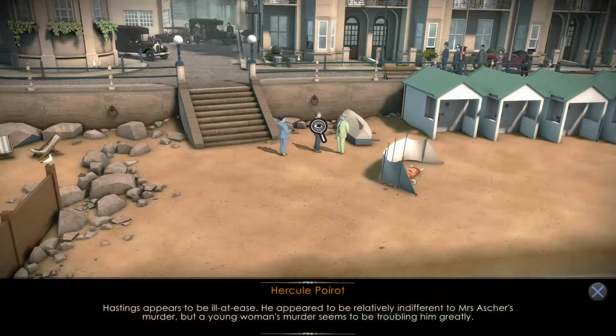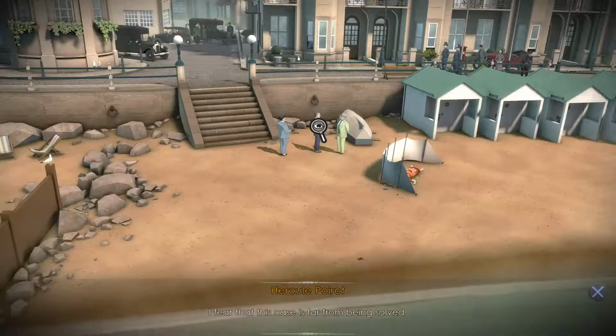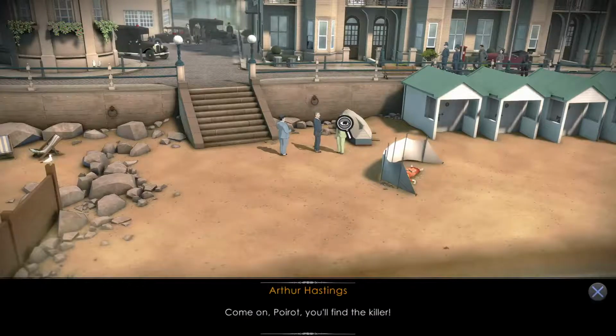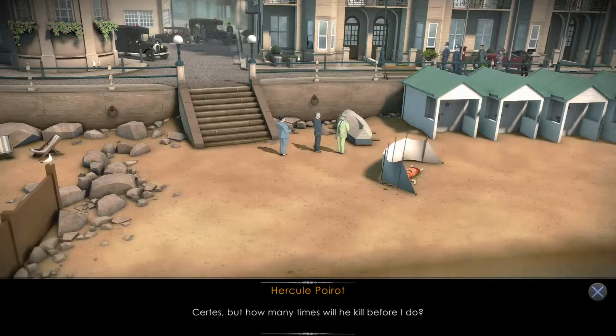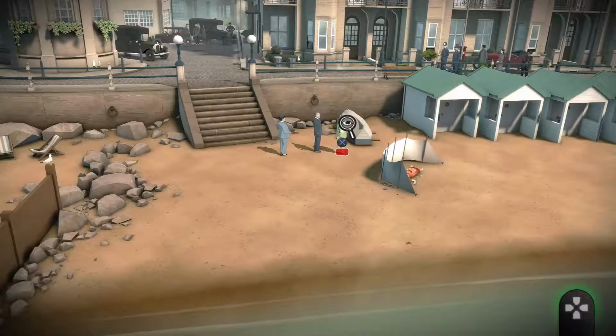Hastings appears to be ill at ease. He appeared to be relatively indifferent to Mrs. Asher's murder, but a young woman's murder seems to be troubling him greatly. I fear that this case is far from being solved. Come on, Poirot. You'll find the killer. Certes. But how many times will he kill before I do? I'm guessing 3.